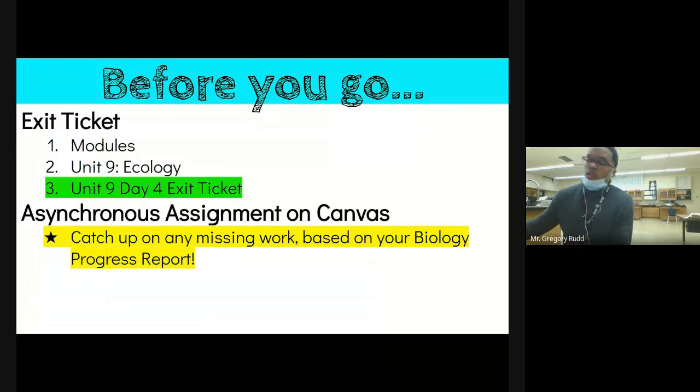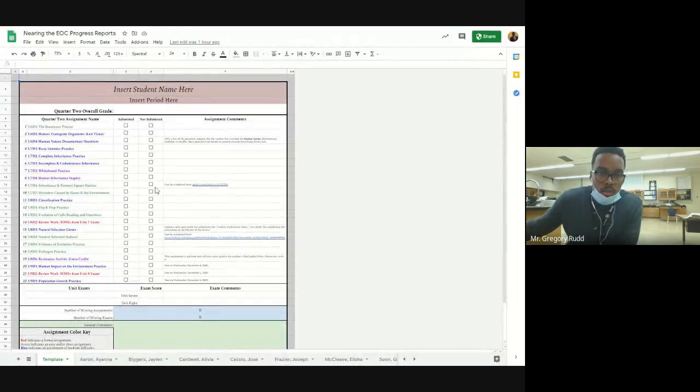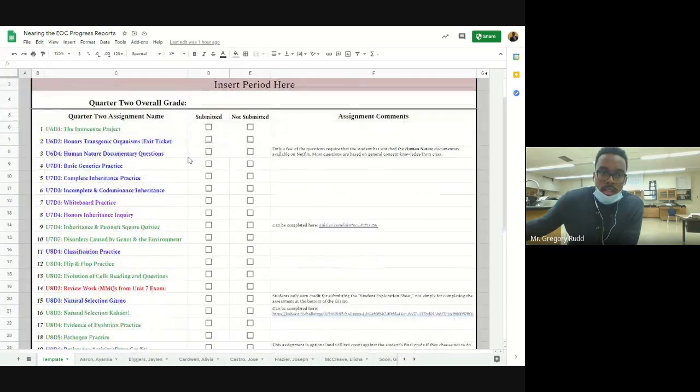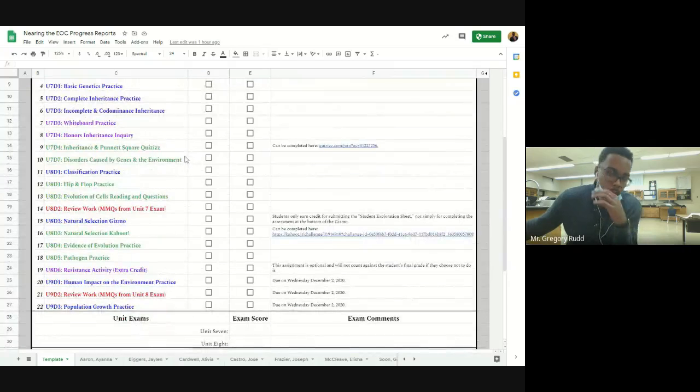Okay, so the warm-up and the exit ticket are available to you on Canvas. Of course, there is no asynchronous assignment today, but I do want to show you all this. Everyone should have gotten an email that had one of these in it. I'll zoom in so it's a bit easier to see. It's a list of the assignments that we've had so far in this quarter.